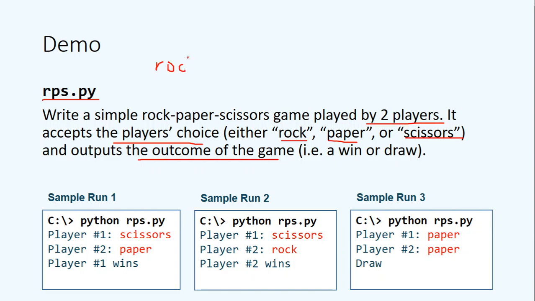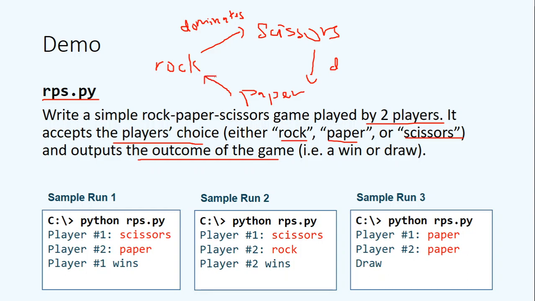Rock dominates scissors, and scissors dominates paper. Okay, so you understand that D is dominate, so I'm just going to put D here. Scissors dominates the paper, right? Because scissors can cut paper, and paper eventually dominates rock. So there is a triangle relationship here.